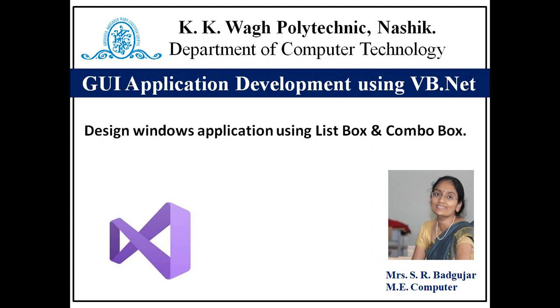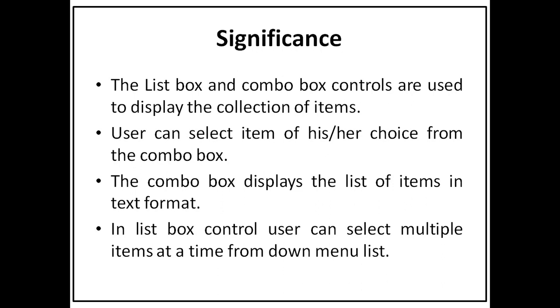In this lecture, we will learn how to design a Windows application using list box and combo box controls. Significance: the list box and combo box controls are used to display a collection of items. The user can select an item of his or her choice from the combo box. The combo box displays the list of items in text format. In the list box control, the user can select multiple items at a time from the drop-down list.